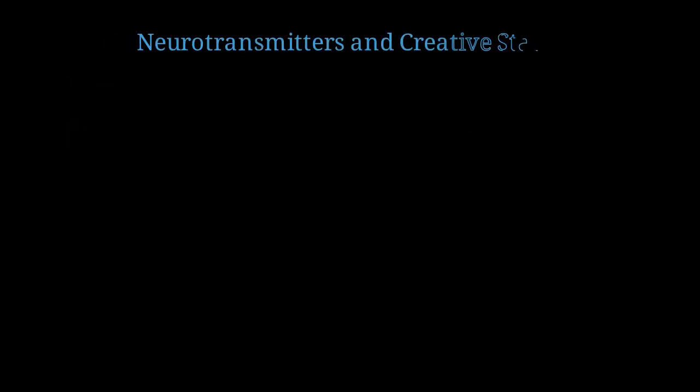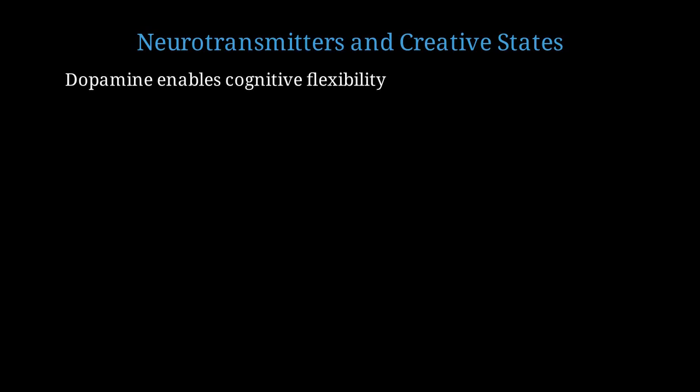Let's talk about the neurochemistry of creative thinking. Specific neurotransmitters play crucial roles in enabling these unconventional thinking methods. Dopamine, particularly in the prefrontal cortex, is essential for cognitive flexibility. It allows you to switch between different mental representations. Optimal dopamine concentration in the prefrontal cortex is around 10^-6 to 10^-7 molar. Too much or too little impairs creative thinking.